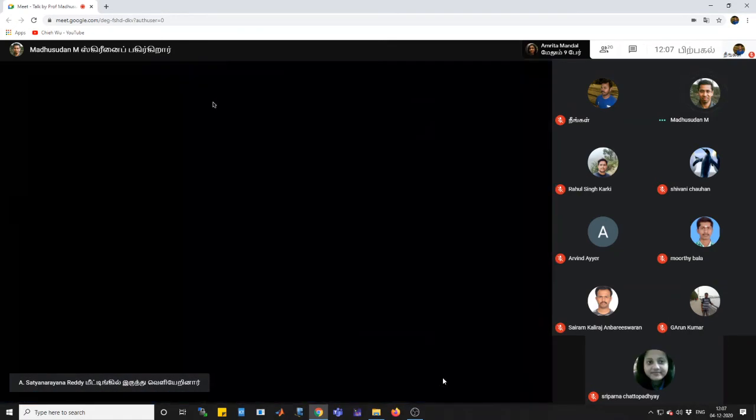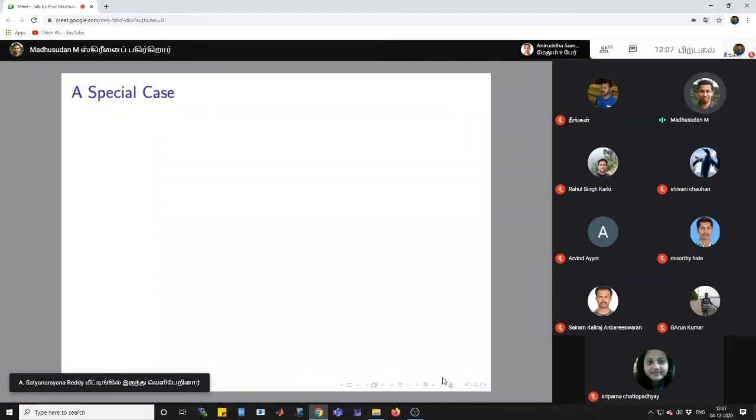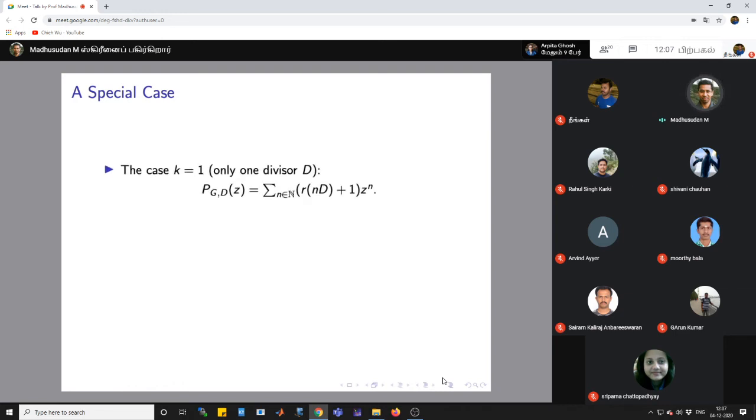Okay. Great. So before going on to the sketch of the proof, I just wanted to show you a special case which sheds some light on the general case, which is the case k is equal to 1. So suppose you just have one divisor. Instead of d1 to dk for k greater than 1, you just have one divisor, d, and you consider its Poincare series. Then it reads like this, right?